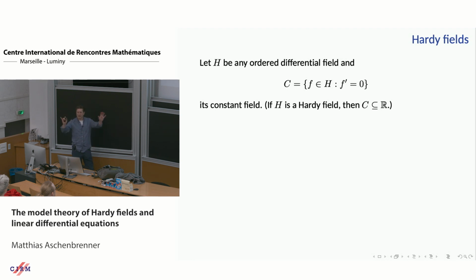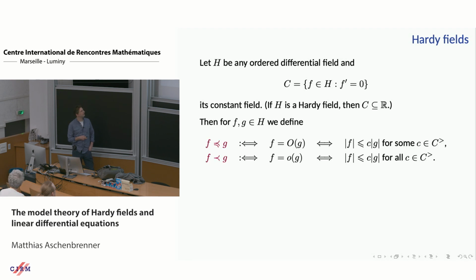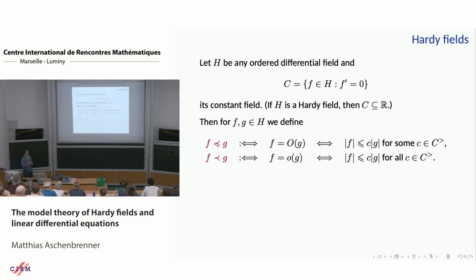So I have no interaction among the ordering and the derivation. We have always the field of constants. So in the Hardy field case, that's just a subfield of the reals. And then for f and g in H, we define f to be dominated by g if f is capital O of g, right? So f is bounded by some positive constant times g in absolute value. And we can also define the strict dominance relation, f is little o of g, in a similar way.